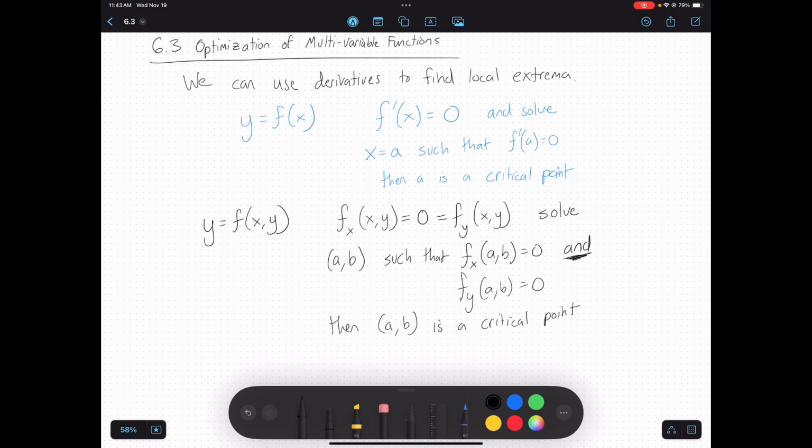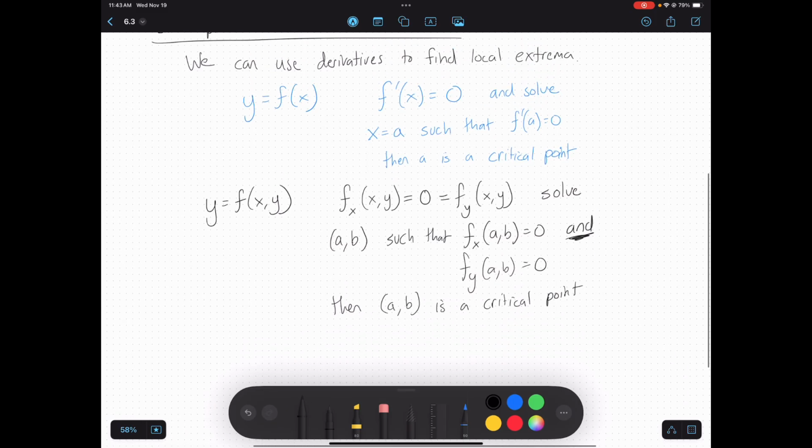So that's the first step to this process: first I have to figure out where the minimums and maximums could possibly happen, right? I have to find the critical points. And so in this case, with multivariable functions, it's as simple as finding both partial derivatives and setting them both equal to 0. But where do we go from there?